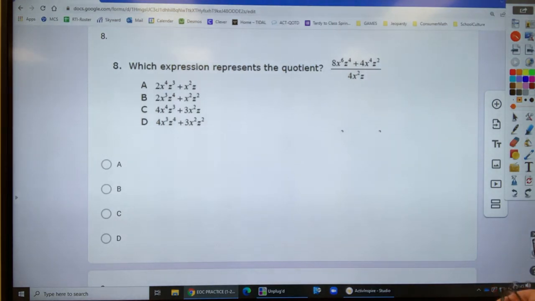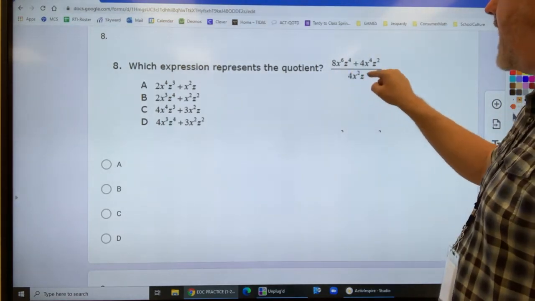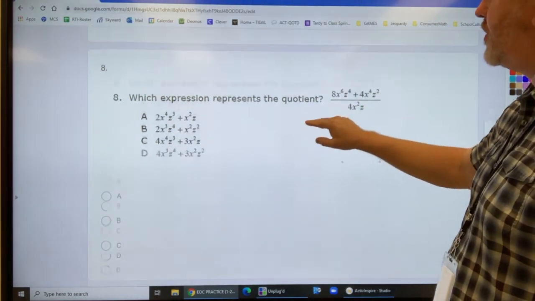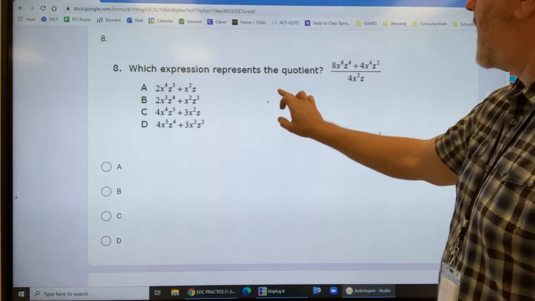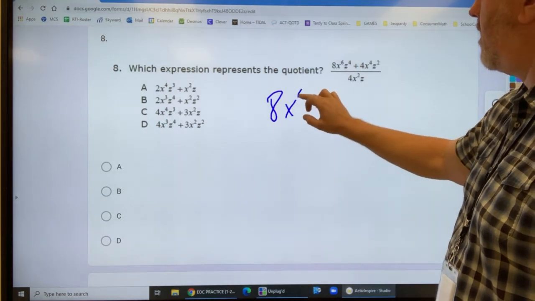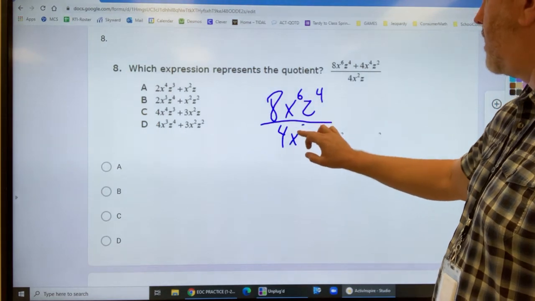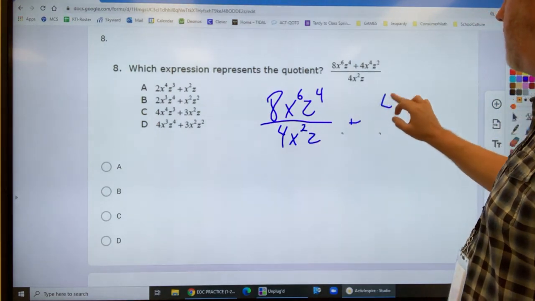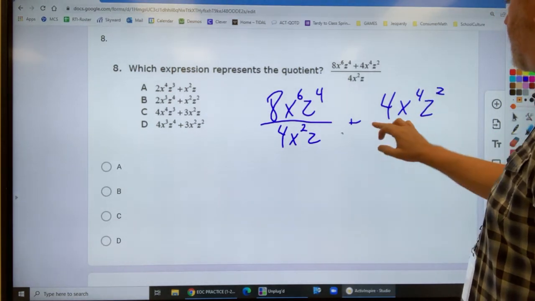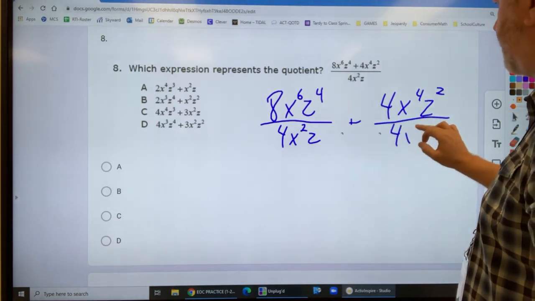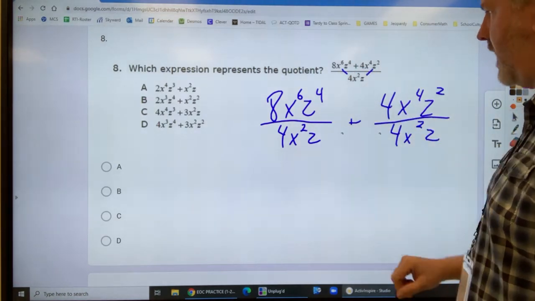Which expression represents the quotient? All right. So remember, a polynomial divided by a monomial. You just write each monomial on top over the monomial on the bottom, plus, and then the other. Basically I just split the top, but you have to keep the denominator under each one. All I'm doing is sort of distributing division, if you want to think of it that way, all right?